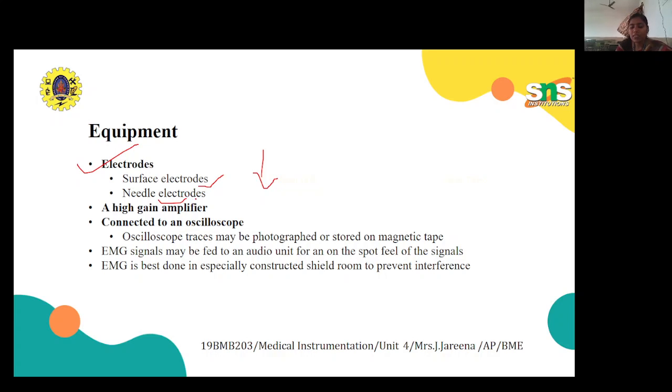Needle electrodes can be used for the same application. The thing is, needle electrodes are mainly used when we need the action potential of a single muscle fiber, that is, a single muscle cell, whereas surface electrodes are just placed over the surface of the skin, so we can only tap the average action potential produced over the surface of the targeted area. We use needle electrodes when we need a specific action potential of specific muscles.